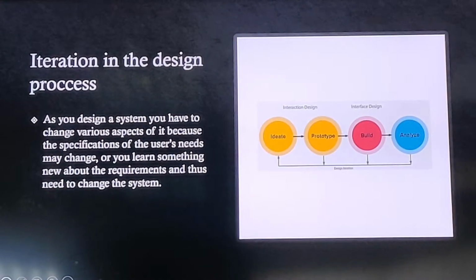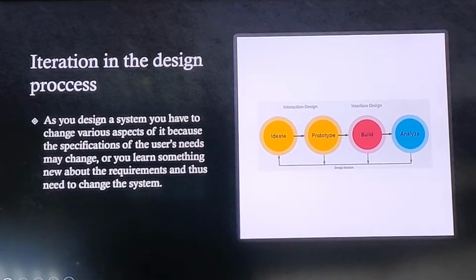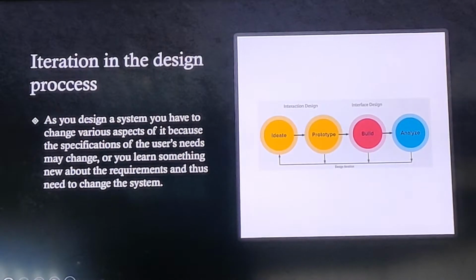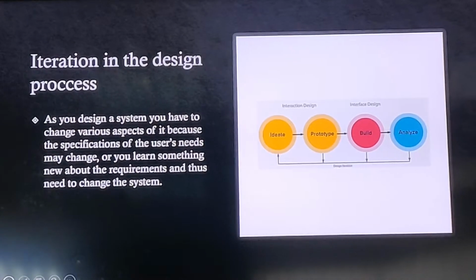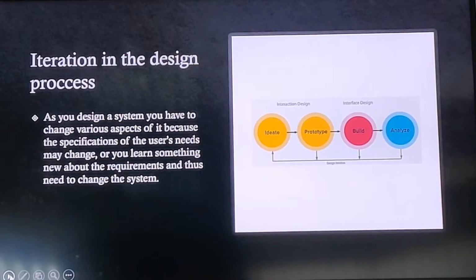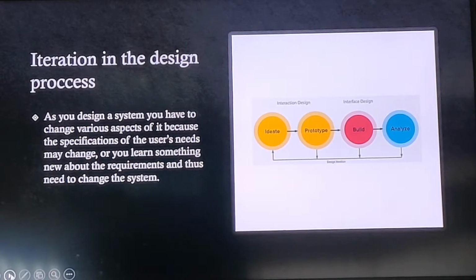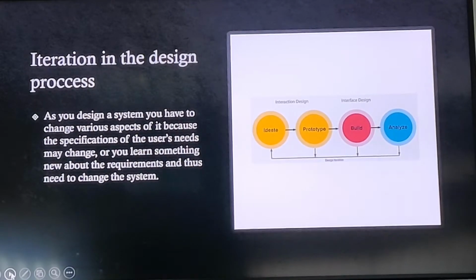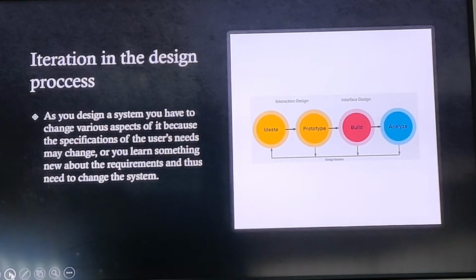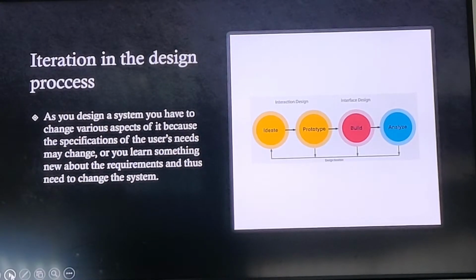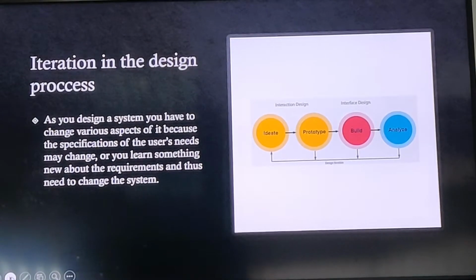Iteration in the design process. Now, as you design a system, you have to change various aspects of it because the specification of the user's needs may change, or you learn something new about their requirements and thus need to change the system. This is one version of the design process. However, there may be many others. In this one, we have the idea, the prototype, the actual building, and the analyzing.